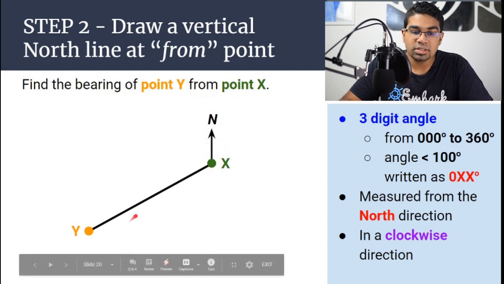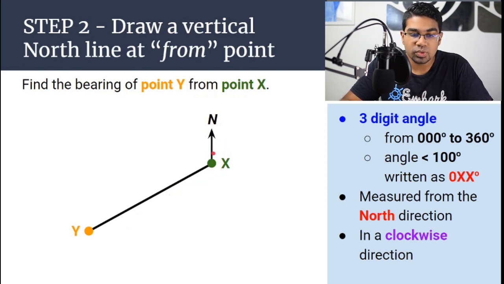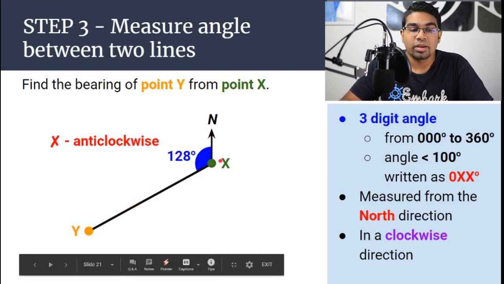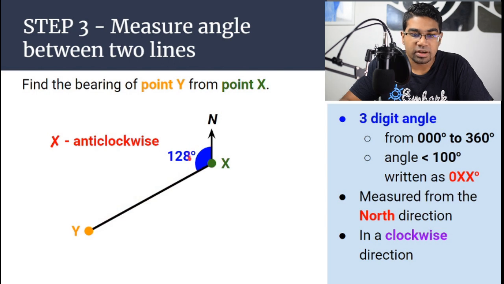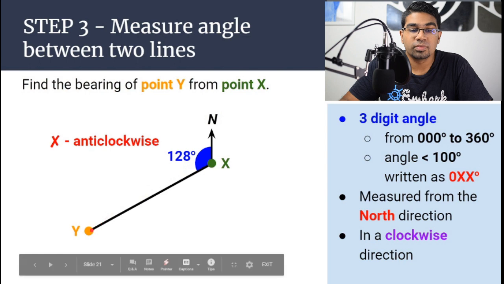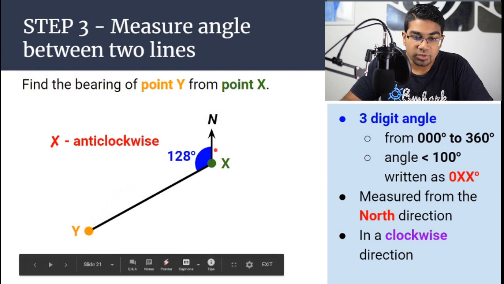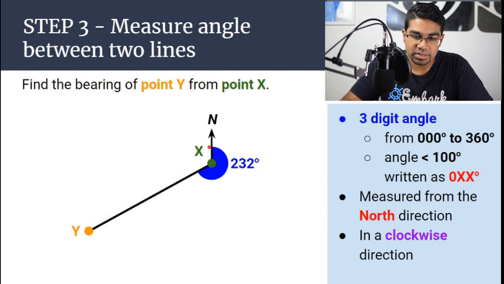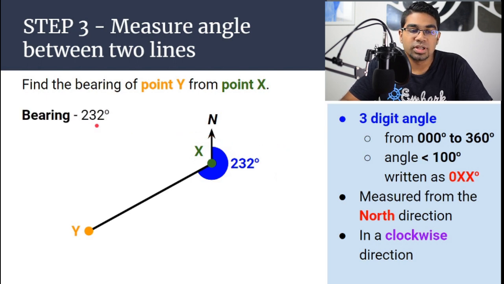Once we have the two lines, all we have to do is get the angle between the two lines. Now, the common mistake made is this. Yes, this is the angle between the north line and this line. However, this is in the anti-clockwise direction. So this is not the bearing. 128 degrees is not the bearing of Y from X. We have to take the clockwise direction. And so the actual bearing is this, 232 degrees. Since it's already in 3 digits, we don't have to add any zero. The bearing will be 232 degrees.